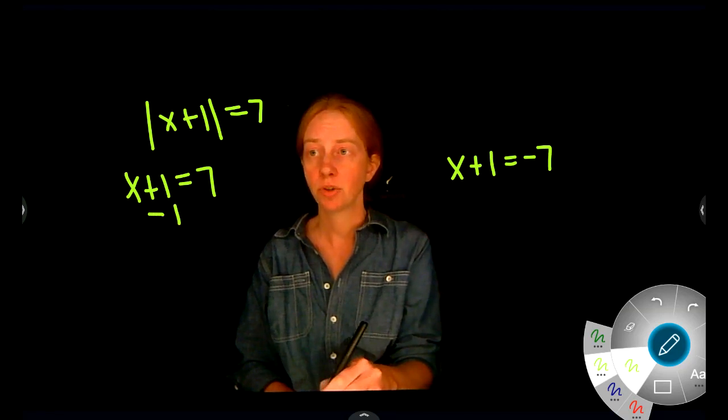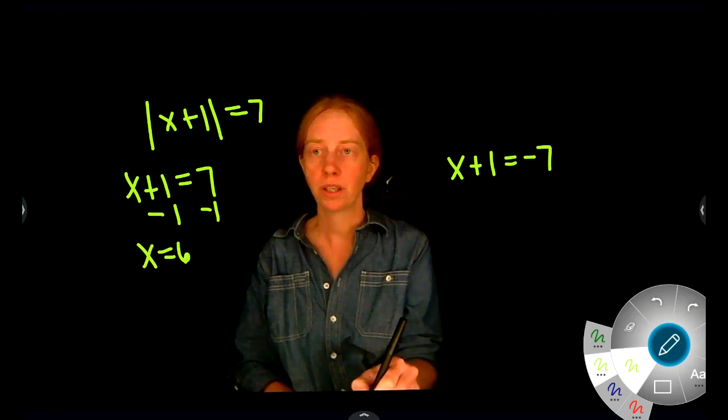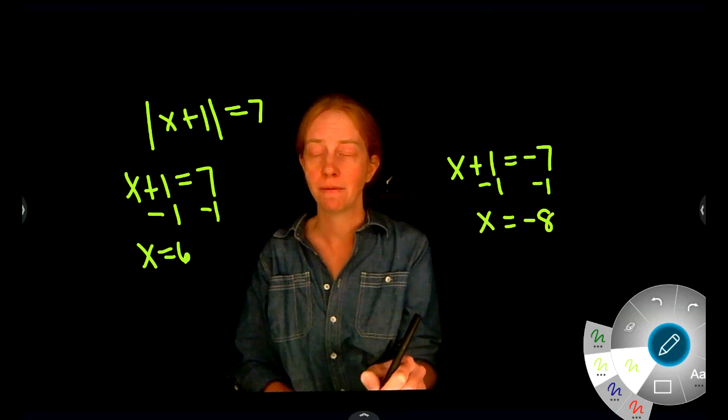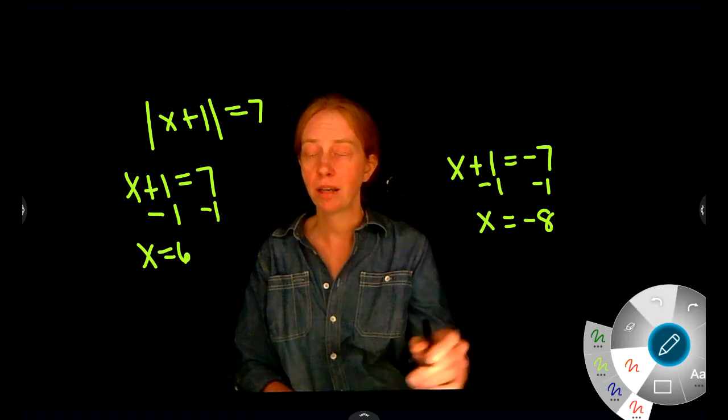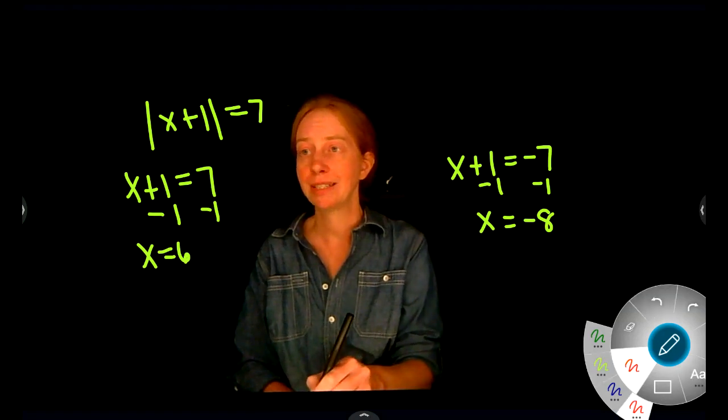So we're going to subtract 1 from both sides. We have x equals 6. And over here, if we subtract 1 from both sides, we have x equals -8. We don't really know which one is right. Are they both right? Is one of them right? Is neither of them right? And so we're going to test.